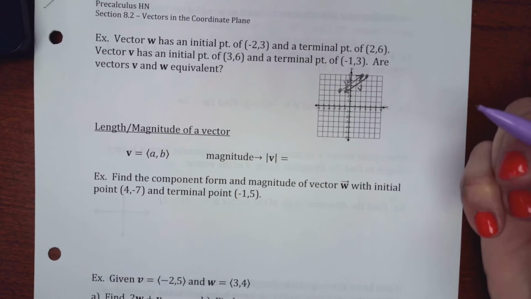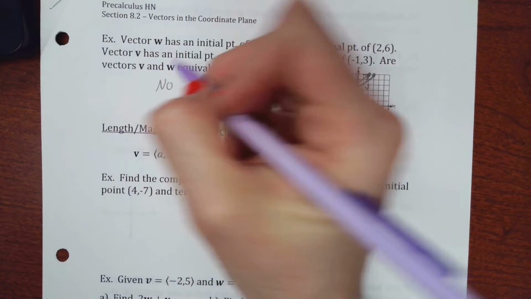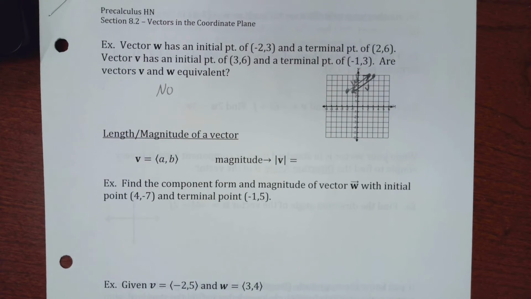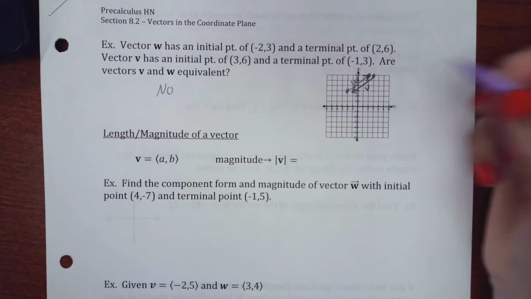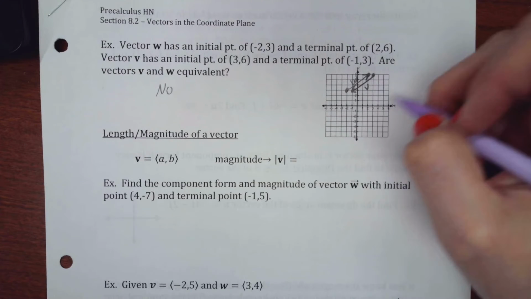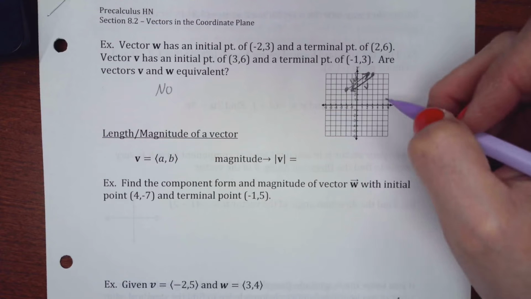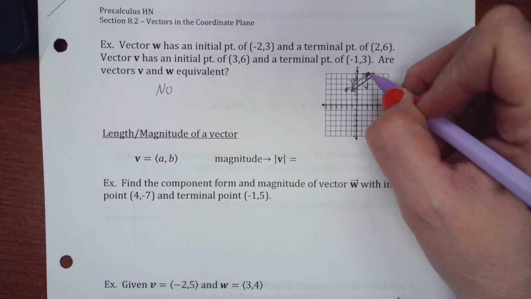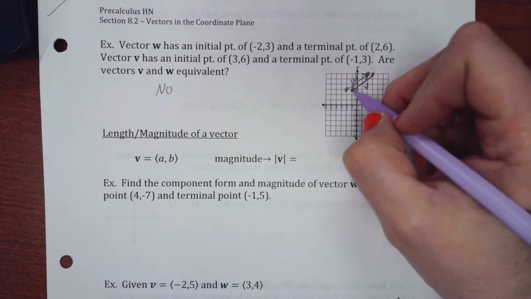They just go the opposite directions. So the answer to this question would be no, they are not equivalent because they do not go the same direction. But they do have the same slope, kind of like the same angle in a way, but not really. That's what makes them different. One's going up that way, one's coming down this way, but they also do have the same length.